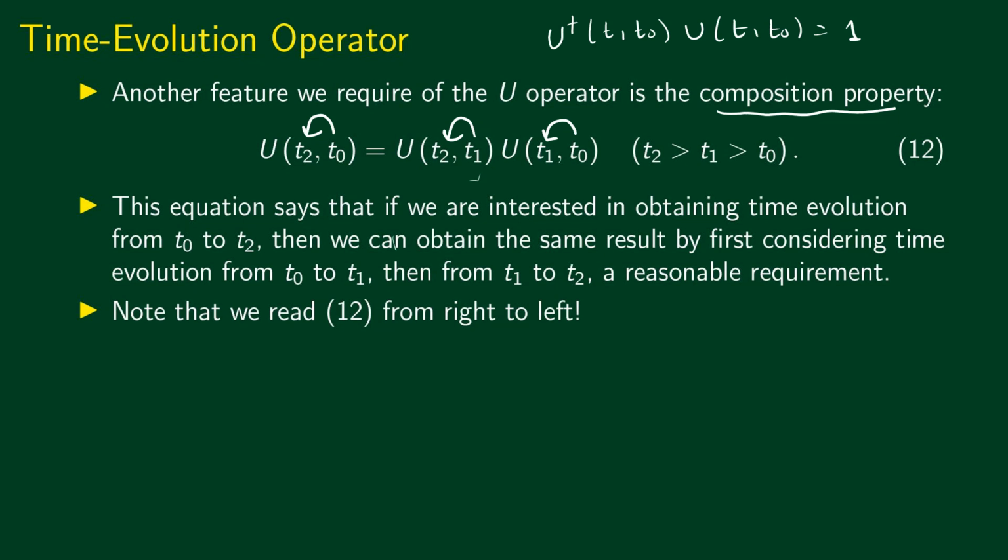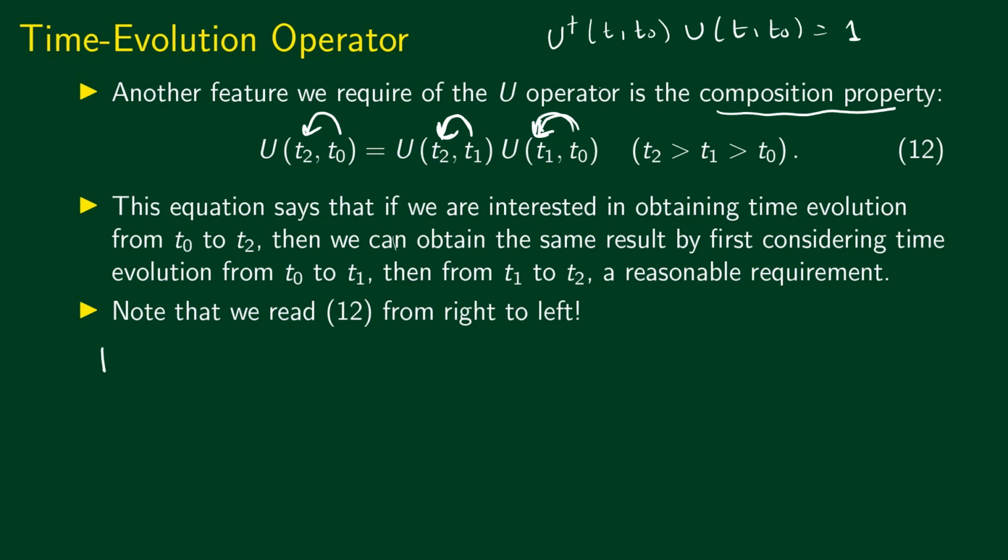The only thing you need to be careful about is that we are reading this from right to left. So initially we start with the time t0, and then the operator takes it to a time t1, and then t1 to t2. This gives us the time evolution operator from t0 to t2. So the time evolution operator from t0 to t2 can be decomposed into two parts: the time evolution operator from t0 to t1, and then the time evolution operator from t1 to t2. Let's see how this works.